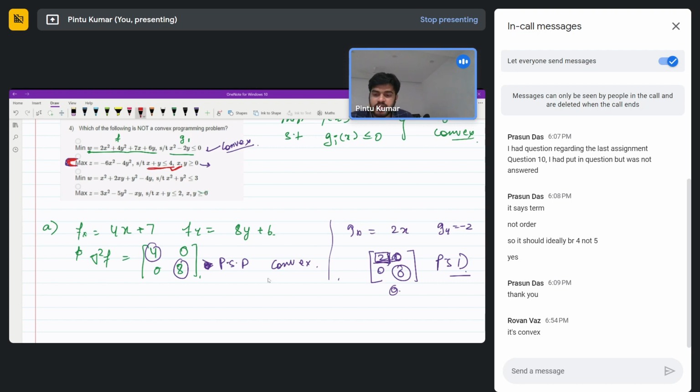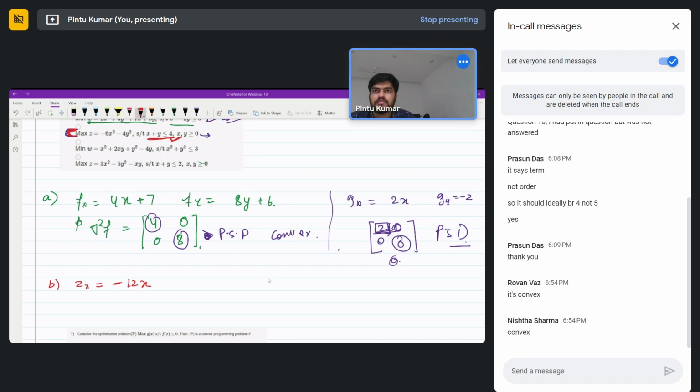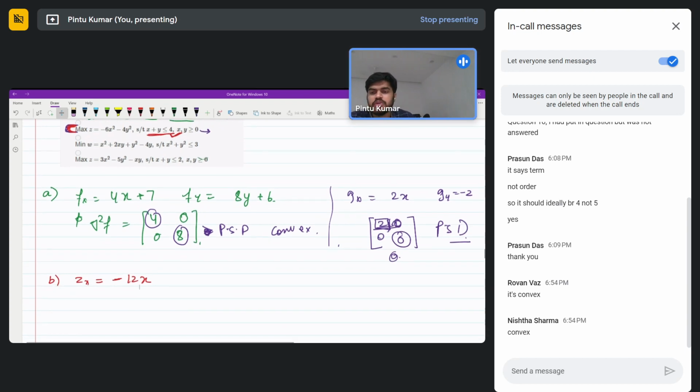Now, if you look at just the z part, it is b. Now zx is minus 12x, right? And so this is a maximization problem. So what we need to show is that your z should be concave, right? Or minus z should be convex. So if we now write f as minus z, that becomes 6x square plus 4y square.